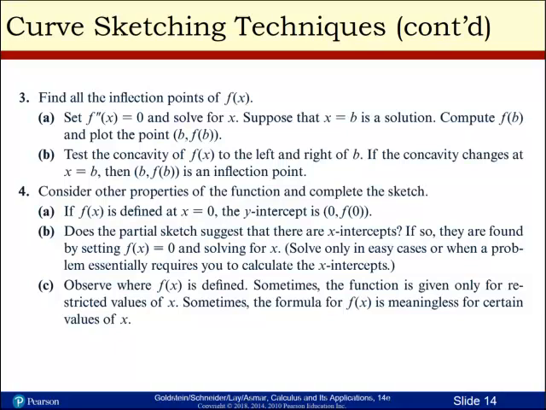Consider other properties of the function and complete the sketch. If f of x is defined at x equals 0, the y-intercept is f of 0. Just plot that point. Does the partial sketch suggest that there are x-intercepts? Now, if so, they are found by setting f of x equal to 0 and solving for x, solving only in easy cases or when a problem essentially requires you to calculate the x-intercepts.